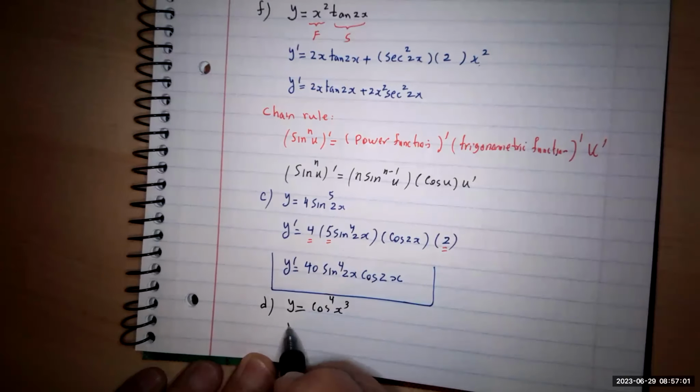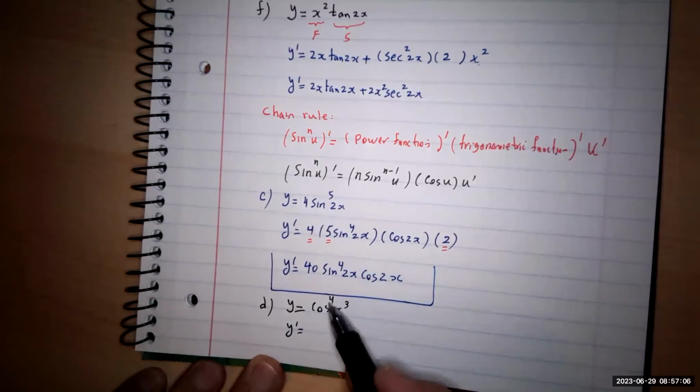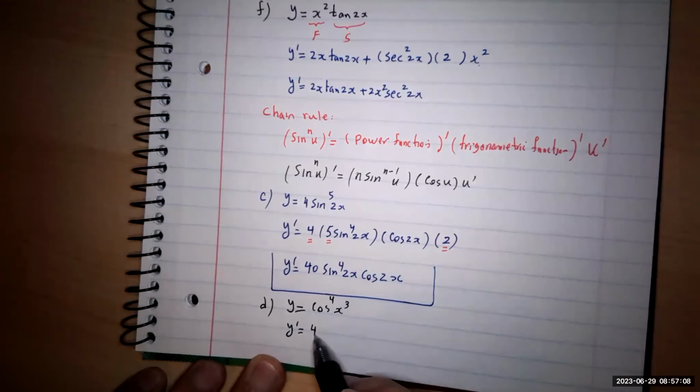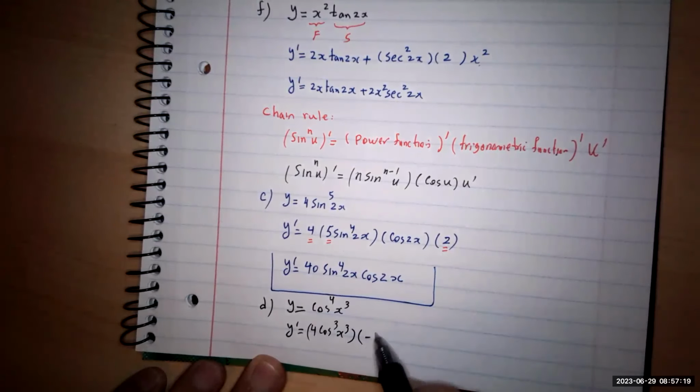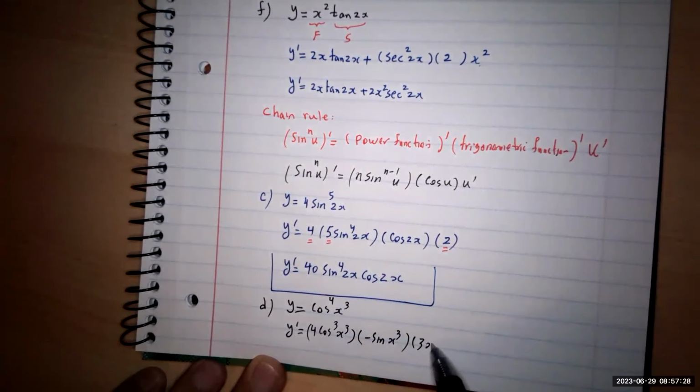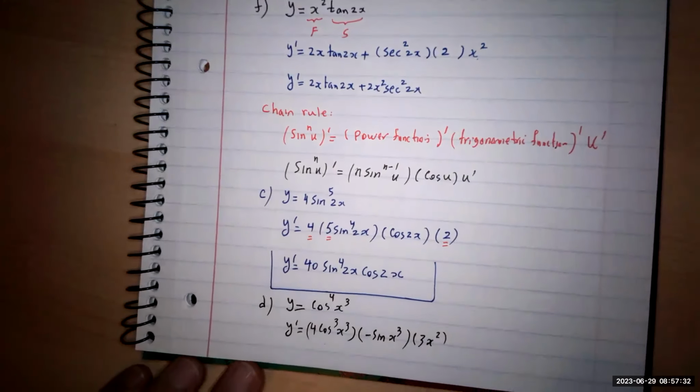Solution: y prime. Power first, 4 comes down. 4 cosine cubed of x cubed. That's the power function. Times the derivative of the trig function, the derivative of a cosine, negative sign. But remember, the angles are the same. Times the derivative of the inside function, the derivative of x cubed, which is 3x squared. See, 1, 2, 3.